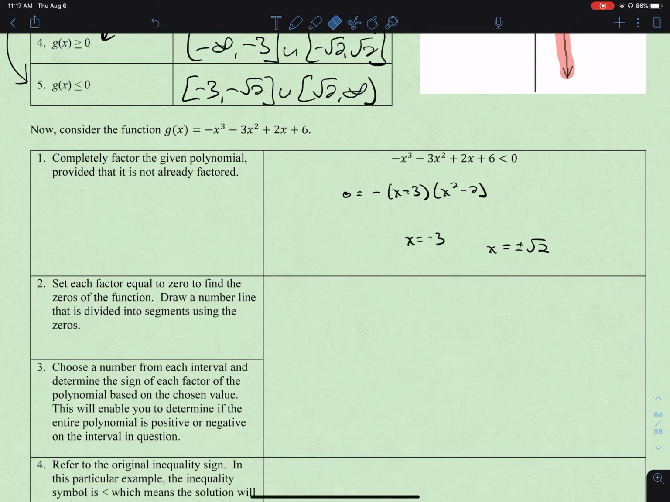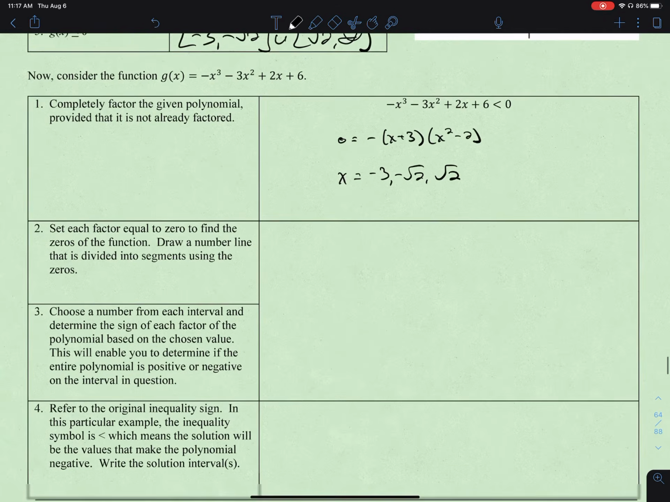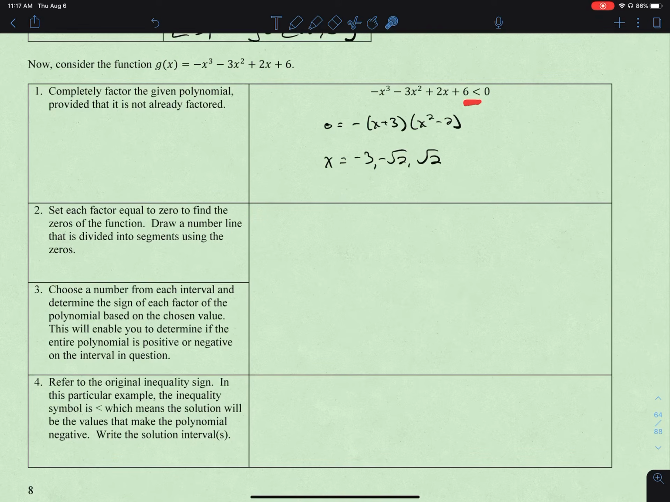And then the other part that it asks you to do is set each factor equal to 0 and solve it. We've already done that. So we had x-intercepts of negative 3, negative square root of 2, and positive square root of 2. Notice once again, even though it says less than, we just made it an equal sign. We can put it over here. In other words, we want to set the boundary equal to 0 and solve it. The boundary is when it's equal to 0.